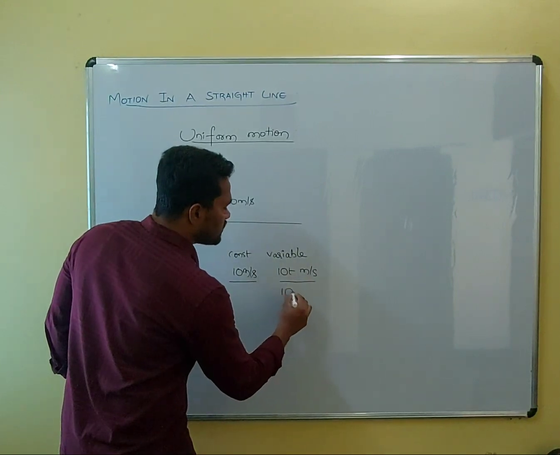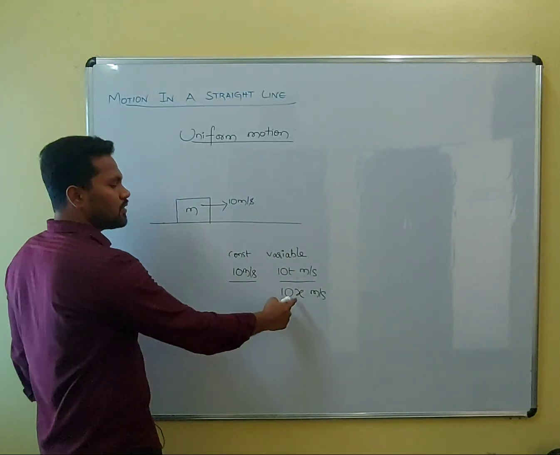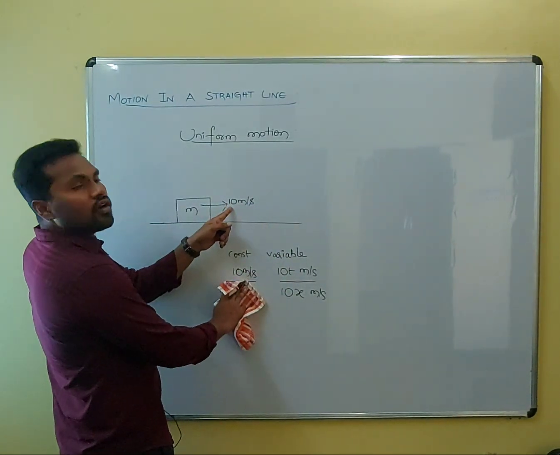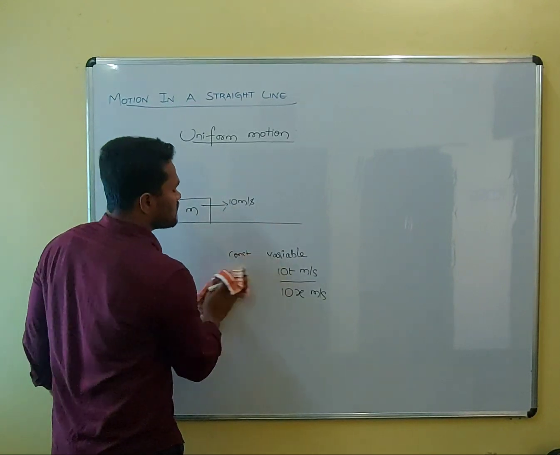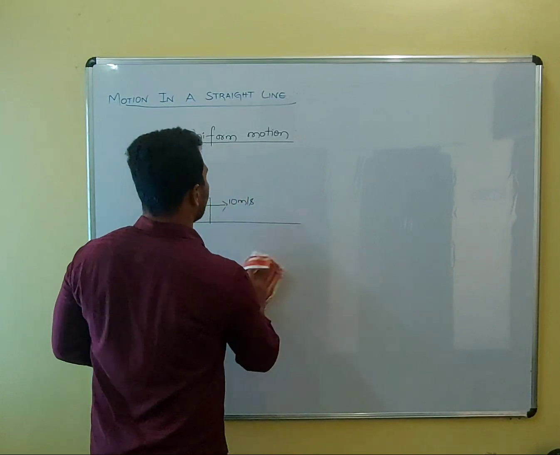Look at this. Is 10x meters per second also a variable? Yes, it is, because it depends on the value of x. So is this a constant value or a variable value? Constant value, because this 10 meters per second doesn't depend on any other variables.